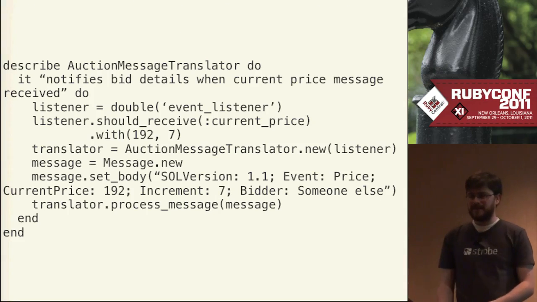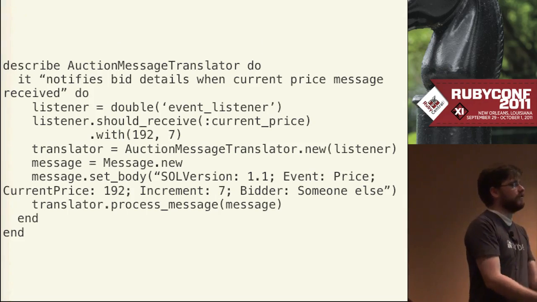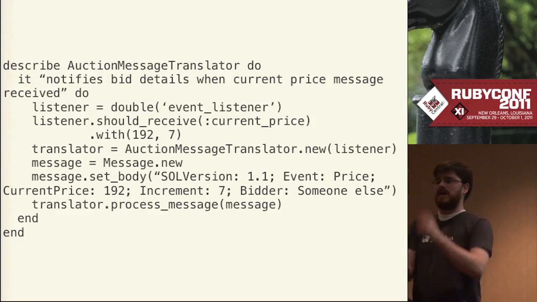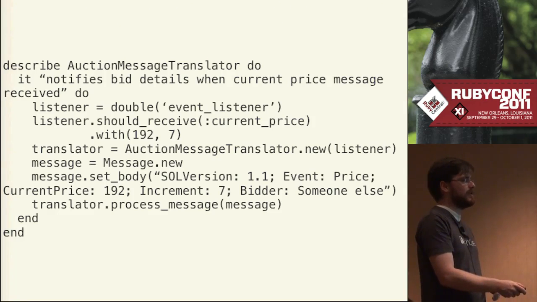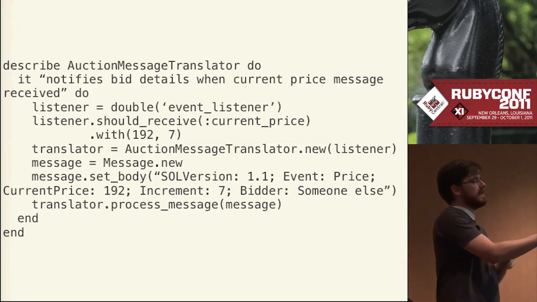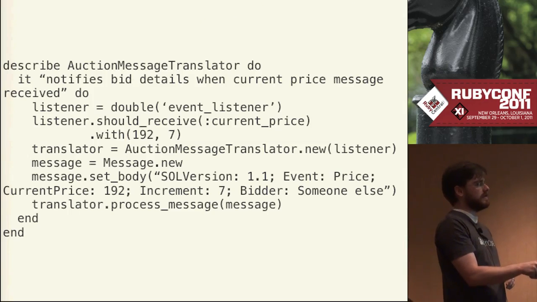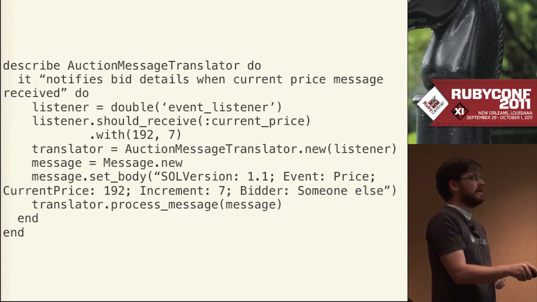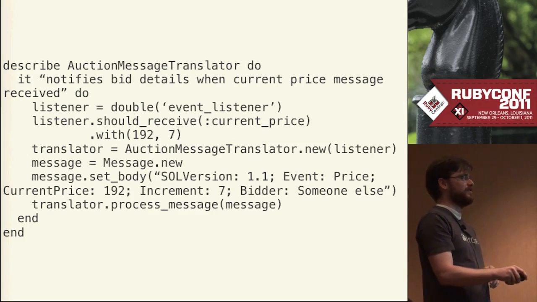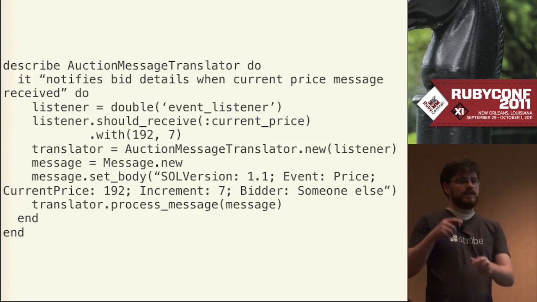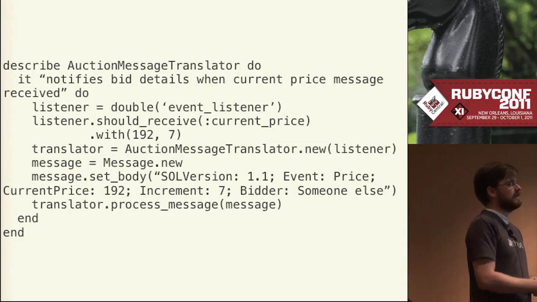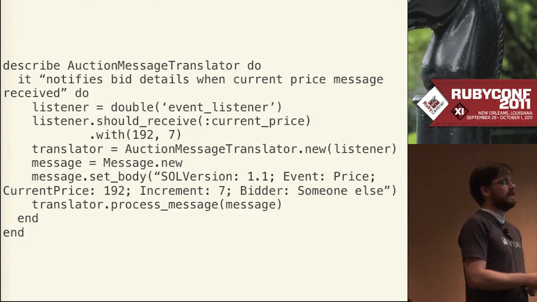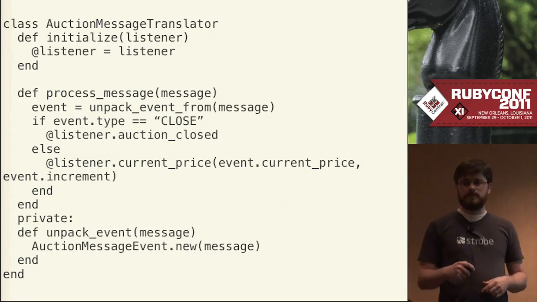it changed by. The basic idea is this is coming down from the server in a string, but when you're working internal to your objects, you don't want to have to know about that string. All you care about is whatever the current price is and whatever the increment is. And so the way that they do this is they say the message translator, when it receives a message with SOL version 1.1, event price, current price 192, increment 7, bidder someone else, should send a message into the system saying the current price is now 192 and changed by 7. Make sense?